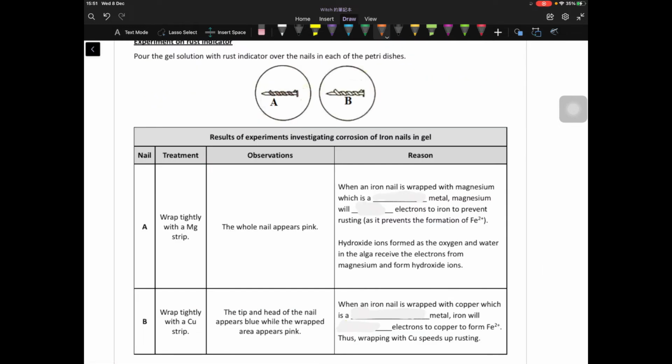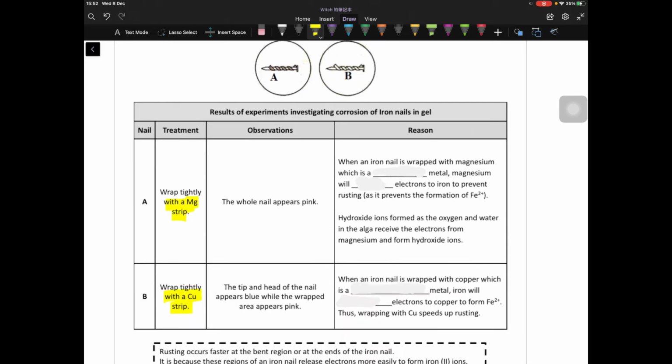And with the rust indicator, this time we try to study the effect of different metal on the iron object. We have two choices. The first one is with magnesium in contact, and the second one is contact with copper, which is a less reactive metal. The result is clear. For the case where the iron nail is in contact with the magnesium, which is a more reactive metal, the whole nail appears pink.